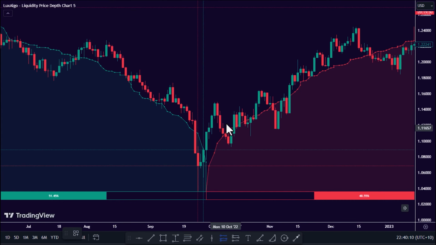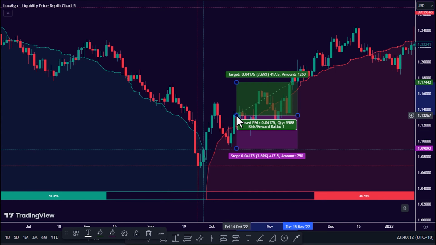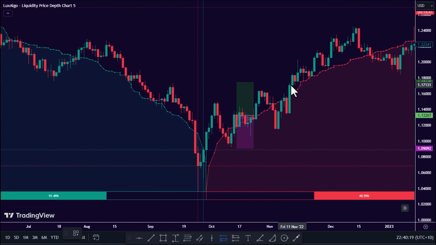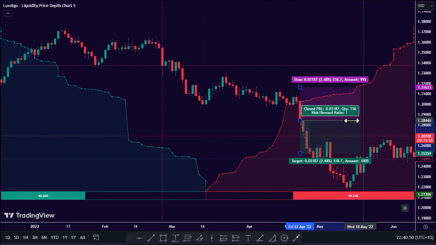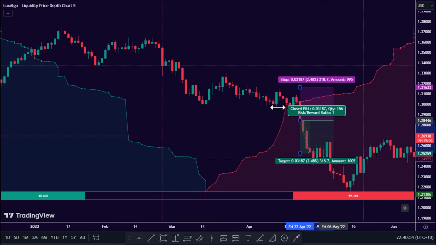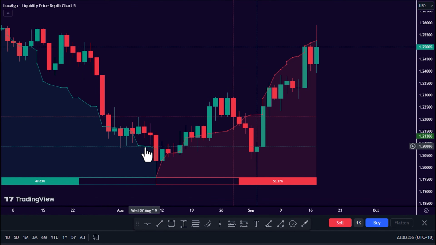Strategy 2. Scaling into a position. When entering a trade, observe where liquidity clusters. Scaling into a position where liquidity is high and scaling out where liquidity diminishes can optimize your risk management and maximize profits. How can we detect long positions with the Liquidity Price Depth Chart indicator?